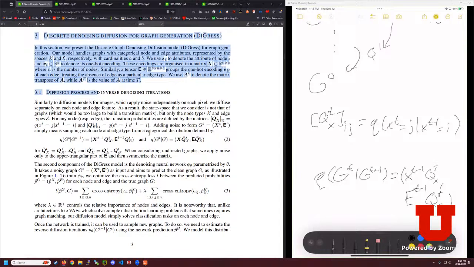Oh, I see. So basically, the QX is kind of like the transition of the node types. Yeah. And the QE is the transition of edge types. Mm-hmm. But then how do you specify whether a node should be present or should disappear, or whether an edge should be present or disappear?